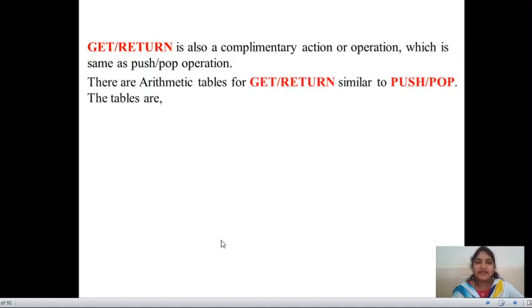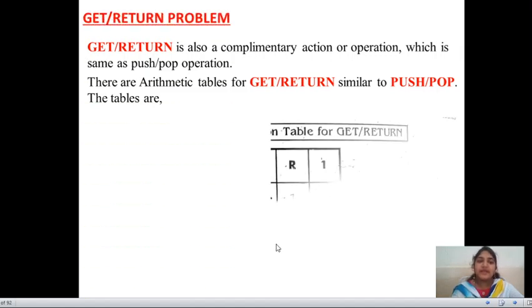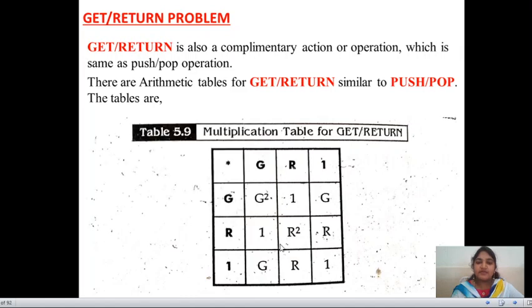The name itself tells: getting the values and returning the values is a complementary action or operation, which is the same as push and pop. There are some arithmetic rules to be followed, similar to push. So here in push and pop we have taken P1 and P2. Here we are taking G, which is nothing but getting, and R, which means return, like G and R.